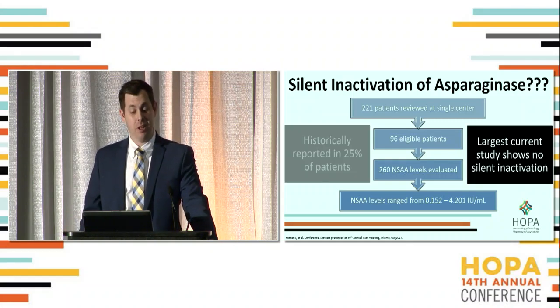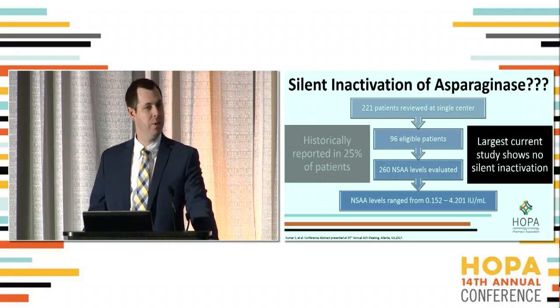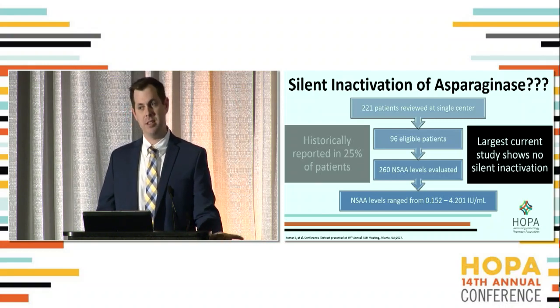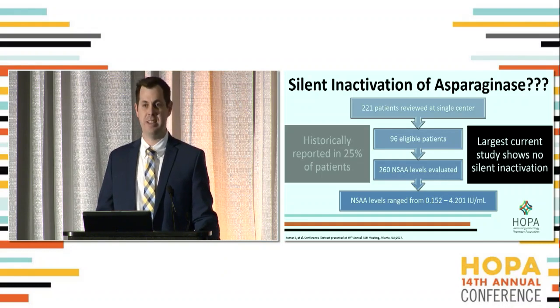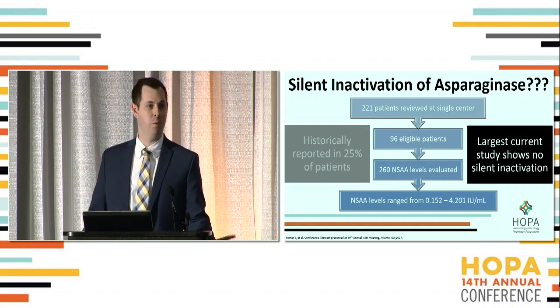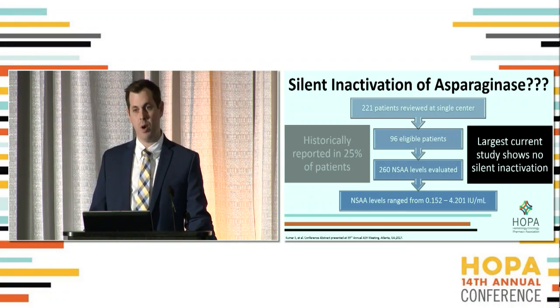So this is the current largest study that really shows no silent inactivation, which goes against some of the recommendations and some of our thought processes over the last couple of years. I'll tell you, this was discussed on the International Leukemia Call a couple of weeks ago. There's another center that is also going to be publishing pretty much the exact same results, 60 patients with only one patient having a level less than their goal range. So something to watch for in the literature through the rest of 2018 when this is actually published.